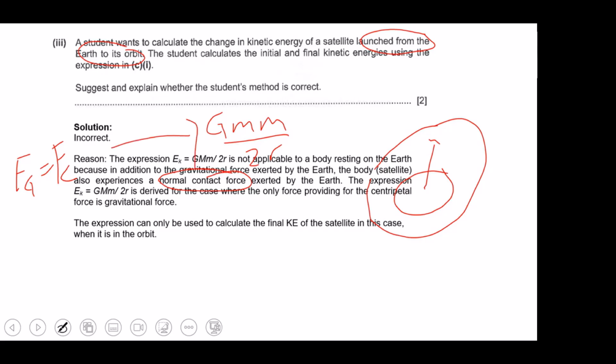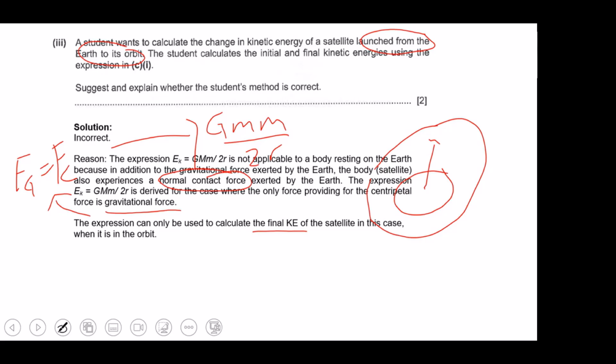So this is only true for where the only force providing the centripetal force is your gravitational force, your Fg equal to Fc. Okay, so the Ke now will be different from using GMm over 2R, but of course the final Ke is no problem because the satellite is actually in orbit. But because this satellite is actually launched from the Earth, it's not in orbit. So Fc equal to Fg does not really hold in this case, because of your normal contact force.